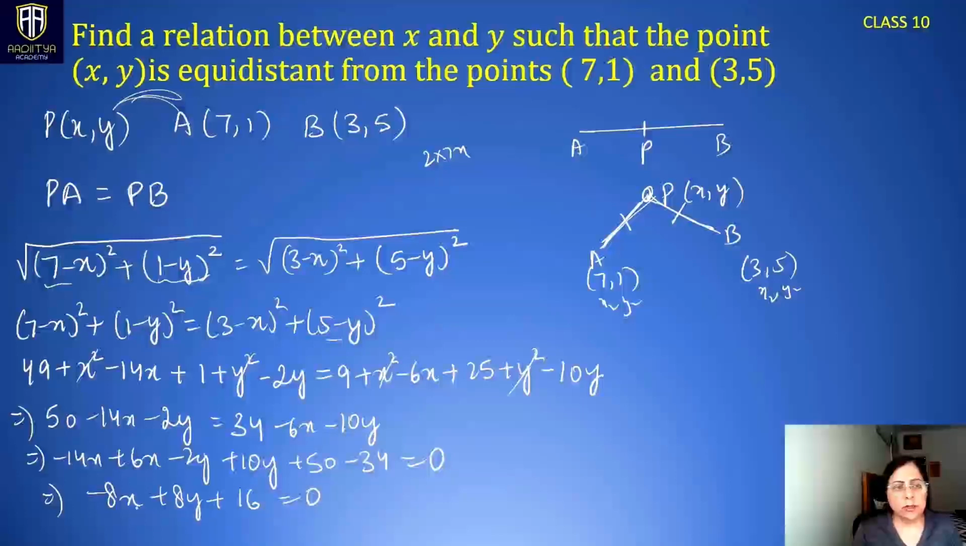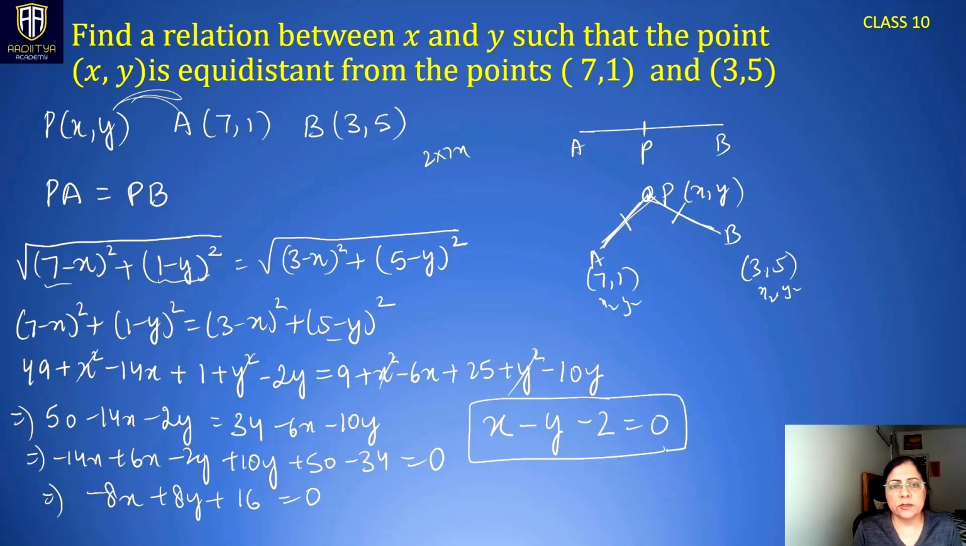So now we can further simplify this by taking negative 8 common from this whole equation. So we get x, the signs become reversed because we are taking negative 8. Negative 8 divided by negative 8x, we get x. This becomes negative y only. And this becomes negative 2 is equal to 0. So this is the relationship between x and y. You can write it this way or you can write this as x is equal to y plus 2. Anyway, this is the relationship between the variables x and y, which satisfy the given condition that PA and PB are equal. Right?